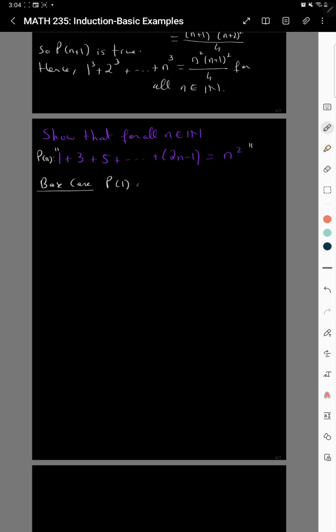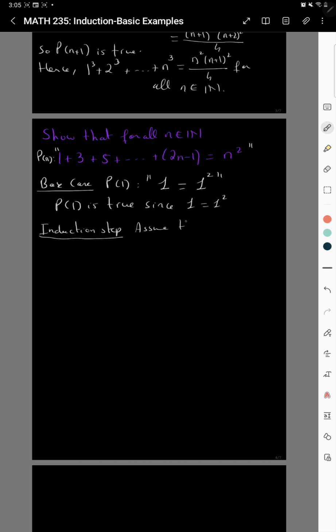P1 states that, well, 2n minus 1 if n is equal to 1, this is just 2 times 1 minus 1, which is 1, is equal to 1 squared. Well, of course, P1 is true, since 1 is equal to 1 squared. Now the induction step. So we'll assume that Pn is true. Assume that Pn is true for some n in N. We'll show that Pn plus 1 is true.